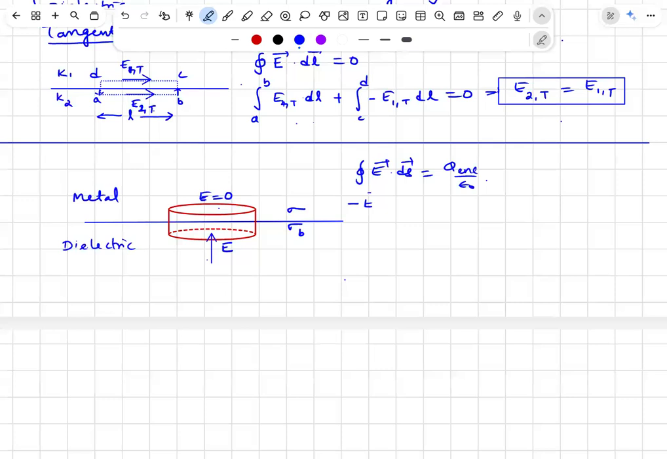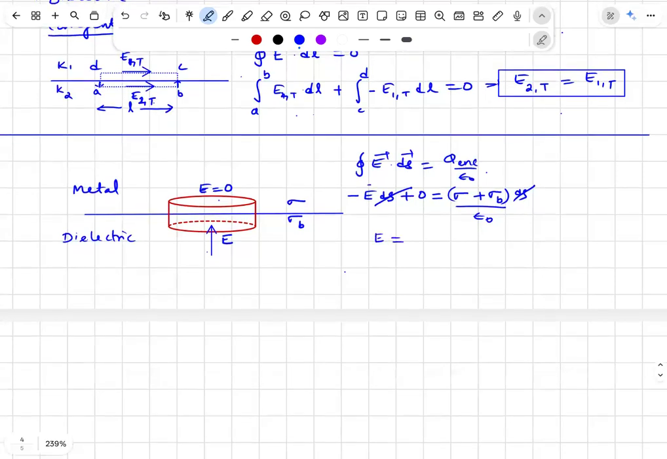So minus E dS plus 0 is, boys and girls, sigma plus sigma bound. No issues. So therefore we know E inside the dielectric. We know E now. E is nothing but minus sigma plus sigma bound by epsilon naught. That's fine. Next.